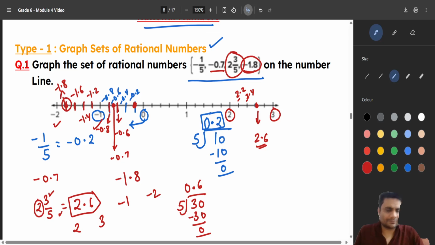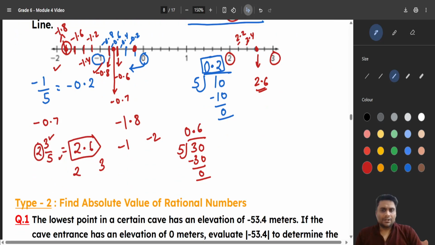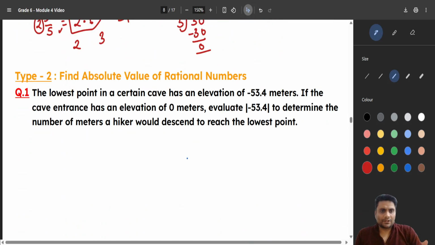This is the answer, right? So these are the 4 points here. I hope you understood how to put them on the number line, the graph. Let us move to the next question.